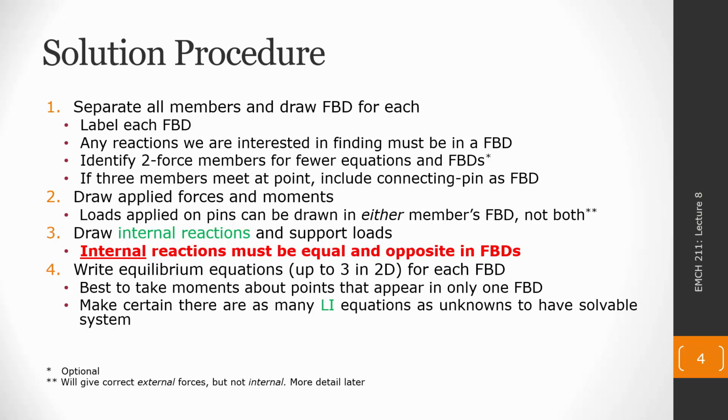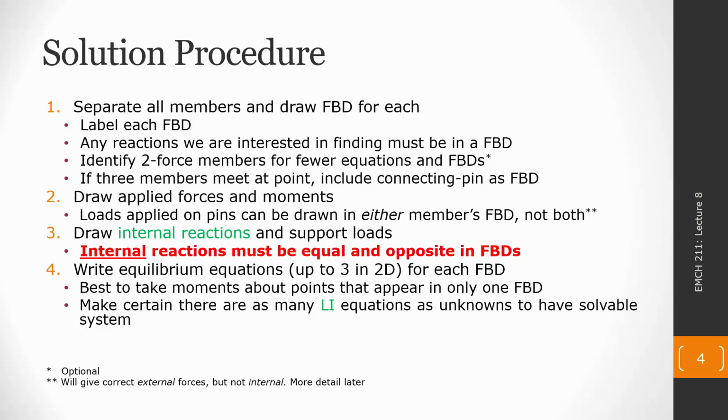However, since we typically do these by hand and we like to make the math easier on ourselves, a rule of thumb that's a little bit more involved than what we saw before is we want to take the moment about points that only appear in one of our free body diagrams. Typically, this is going to make the math a little bit easier. So if we have a choice of a point that only appears in a single free body diagram or a point that's shared between 2 free body diagrams, choose the one that appears in only the one free body diagram to take the moment about.